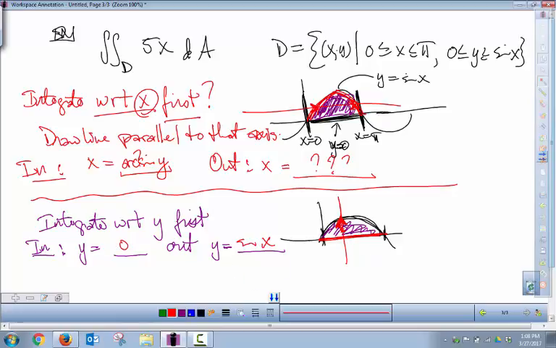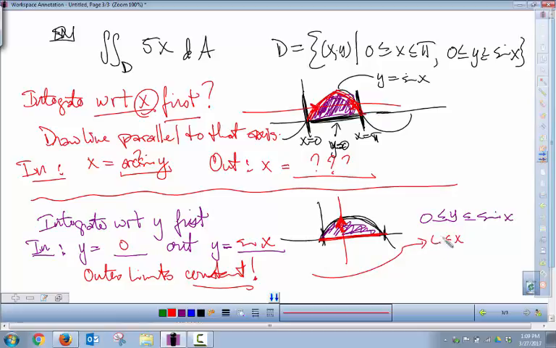Okay? So your y limits are going to be from 0 to sine x. So that's going to be your inner limits, your inside limits. What are your outer limits going to be? So your outer limits have to be constants, right? So your outer limits are constants. They go from 0 to pi. Okay?